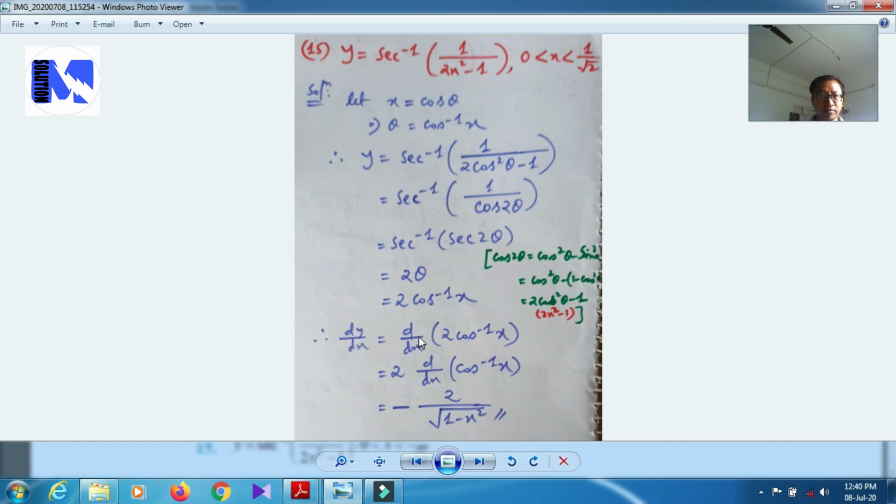dy by dx of this part, then 2 will go outside, then the differentiation of this part is this, minus of this. So this is the answer of this question.